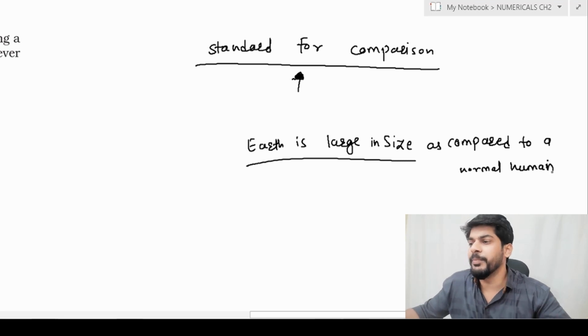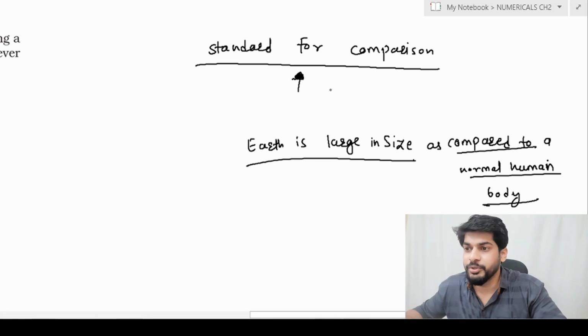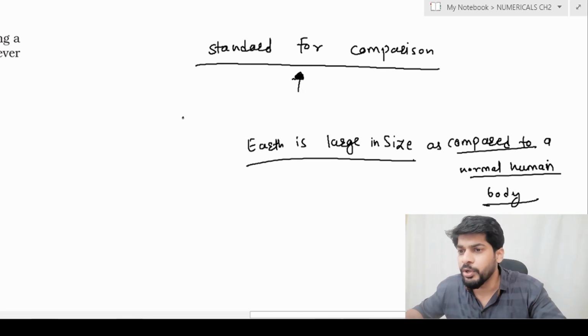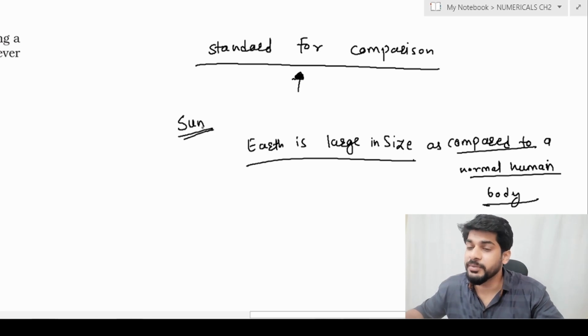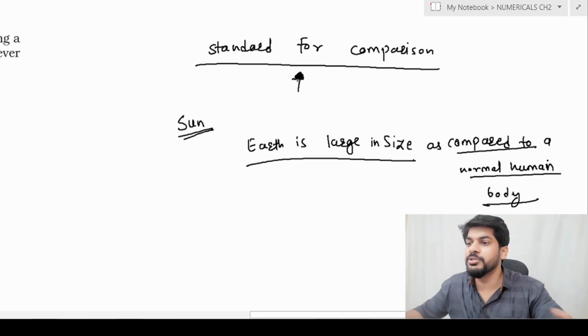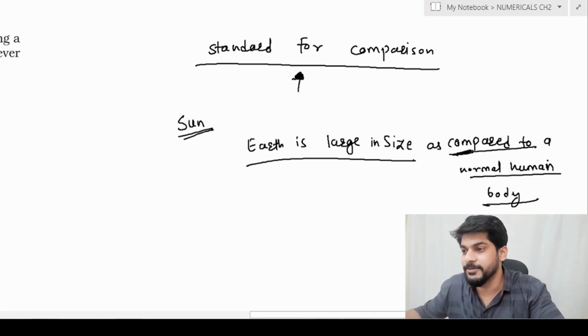That means in comparison to us, our body, the Earth is too big, it's very large in size, isn't it? So over here we required a standard for comparison, because we can't say that Earth is large directly, because Earth is not large in comparison to many other objects. Earth is very small in comparison to the Sun. Or if you take some other planets in our solar system, it would be smaller than the other planets. So we can't directly say that Earth is very large or just large in size. You have to have some standard for comparison.